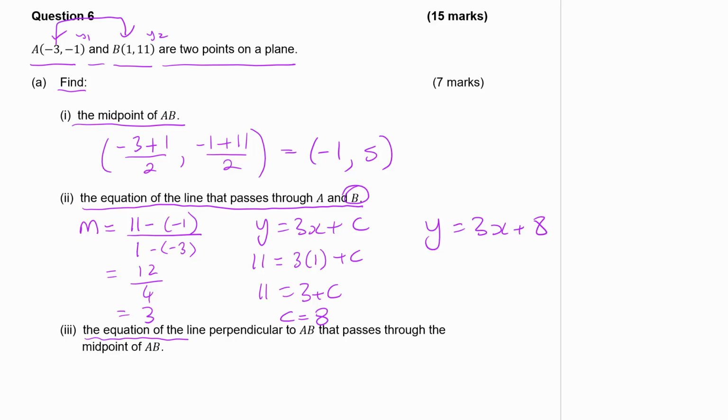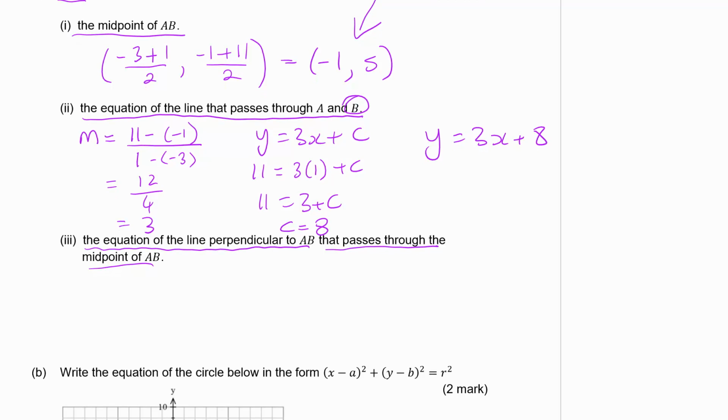Then we want the equation of the line perpendicular to AB that passes through the midpoint of AB. In other words, the point we found just here. So, negative reciprocal: if this one is 3 over 1, turn it upside down, take the negative. The gradient here is -1/3 x plus c. And then we can use this point.